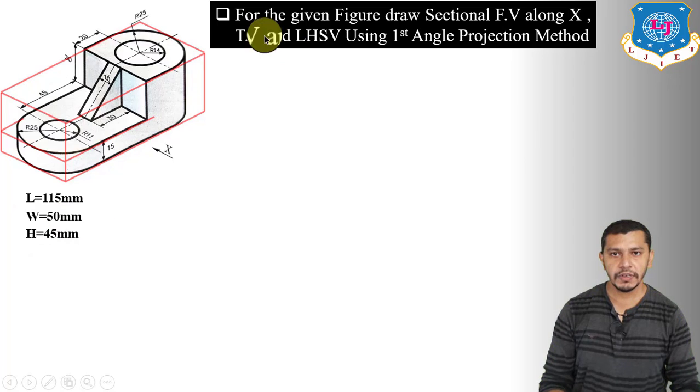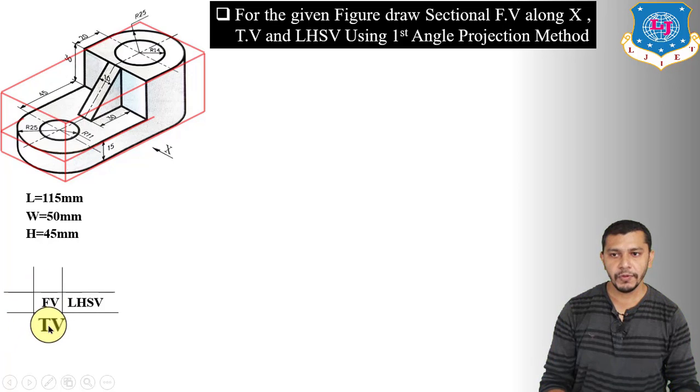Now first of all we have to show the positions of the front view, top view and left hand side view by using the first angle projection method. If you are using the first angle projection method, then the top view will be below the front view, and the left hand side view will be on the right hand side of the front view.